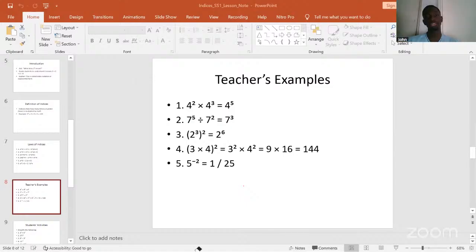It's going to be 1 over 5 raised to the power 2. And that is 1 over 5 squared, which equals 25, so that will be 1 over 25, right? Yes. Okay, beautiful. That is correct.